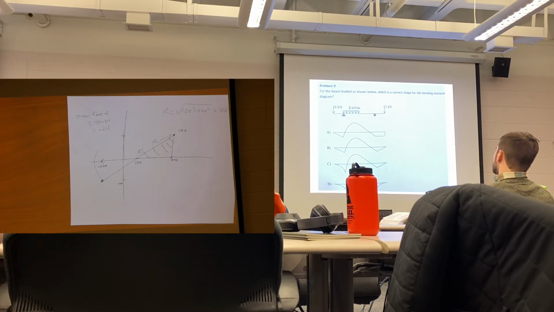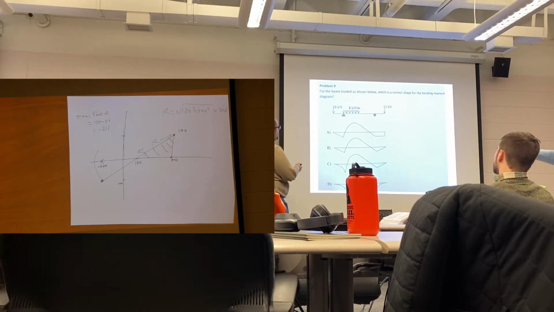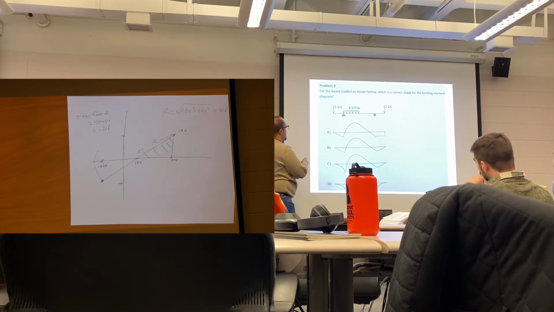Yes, sir. I think it would be the second one, just because I noticed it has a straight line like a triangle, and then curves, and then goes back to a straight line and triangle. Yes, the edges are the answer. A concentrated load gives a straight line, and a distributed load gives a curve. So it's the second one.